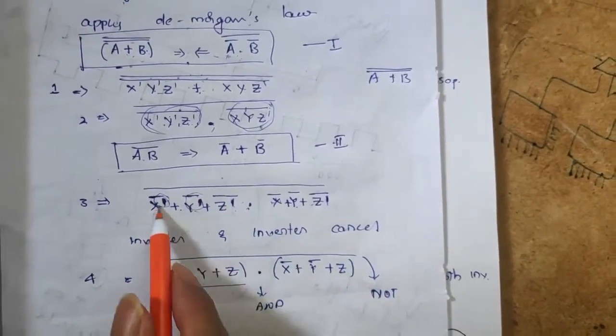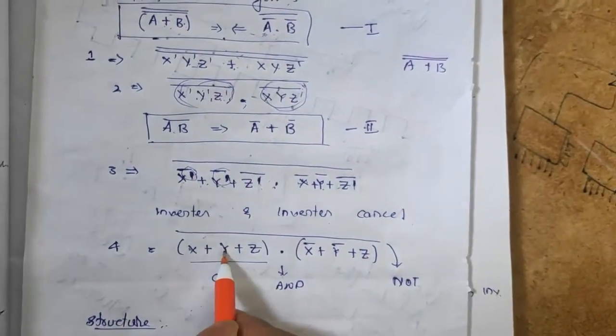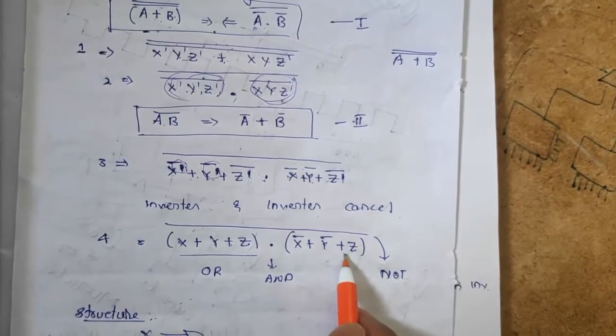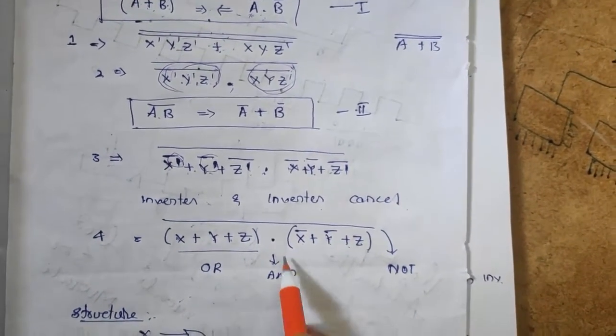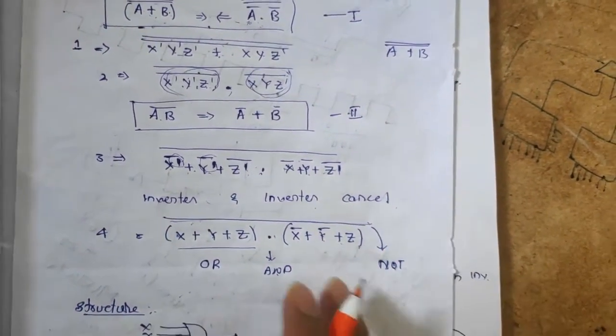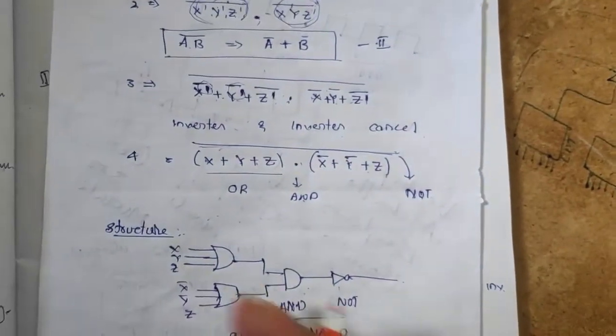Okay, so inverters cancel each other. So I wrote this expression as X plus Y plus Z, and this expression as X plus Y bar plus Z bar. So here it comes OR and NOT gate. NOT gate is nothing but the inverter, the whole inverter is the NOT gate. We represent this in the same structure as we thought about how to represent the structure.